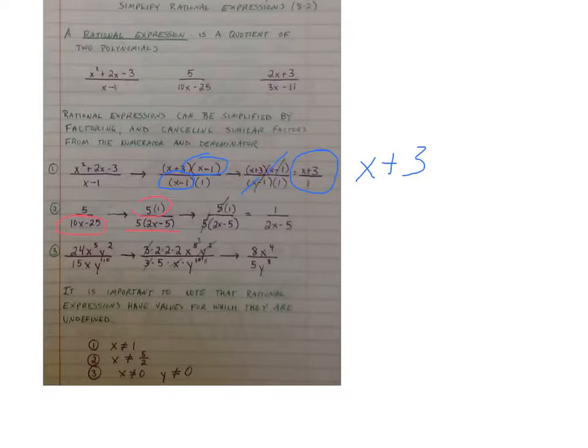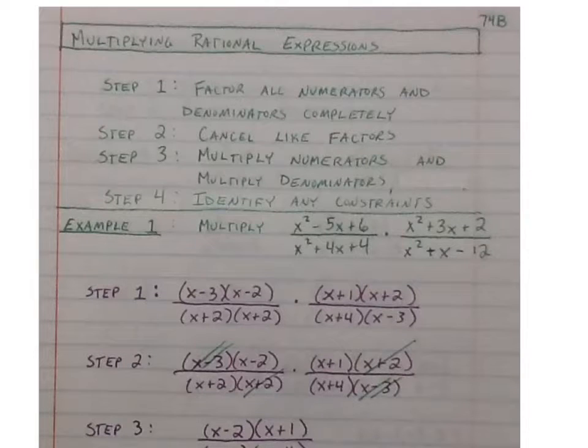All right, on page 74b, I outline the steps for multiplying two rational expressions. And step 1 says we have to factor all the numerators and denominators completely. Step 2, we cancel out the like factors. Step 3, we multiply the numerators and the denominators. And then in final step, we identify any constraints. So let's see how this plays out in the example I've provided.